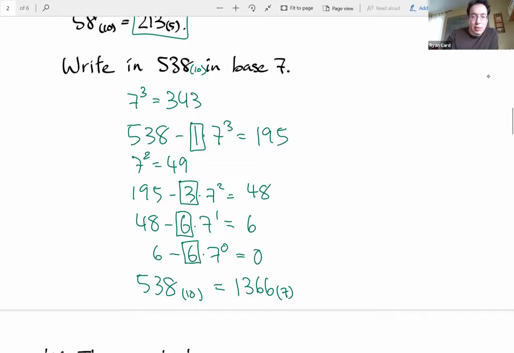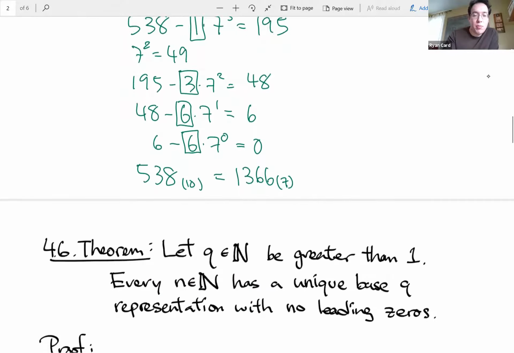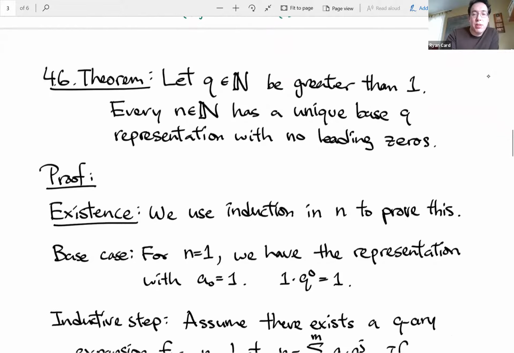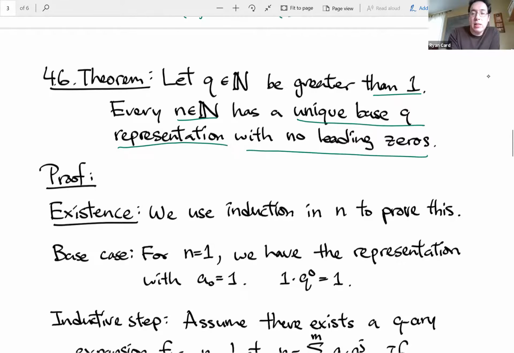All right, I hope that made sense. Okay, so let's get to the big theorem in this video. So let's pick a base q, any natural number greater than 1. Once we pick a base, every natural number has a unique base q representation with no leading zeros. So this is what you might call an existence and uniqueness type of theorem.